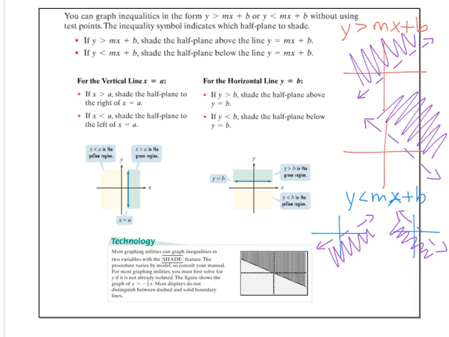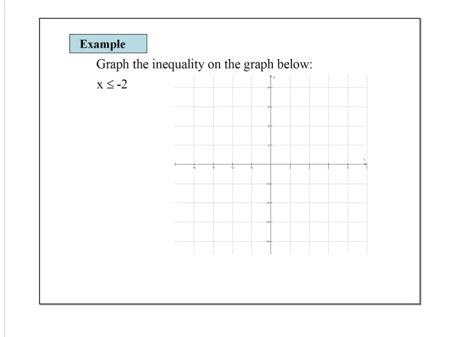Your calculator also might have a shade feature that you can use, so you can investigate and see if that's true. Though you'd have to isolate y by itself in order to use that function. And most of the time, the calculators are not going to distinguish the actual line that you drew as solid or dashed, so that's going to be up to you to recognize and to know when to use solid lines versus dashed lines.